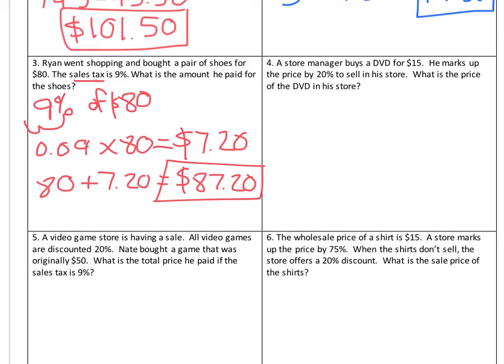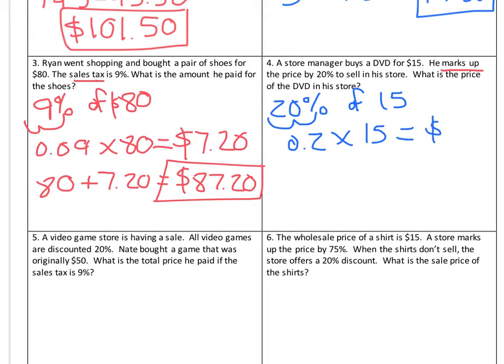Number 4, a store manager buys a DVD for $15. He marks up the price by 20% to sell in his store. What is the price of the DVD in his store? Well, it just told me he marked it up, which means it's a markup problem. So I need 20% of 15. That's 0.2 times 15. And when I do that in my calculator, I get $3. Markup means to add, so 15 plus 3 gives me my total cost of $18.